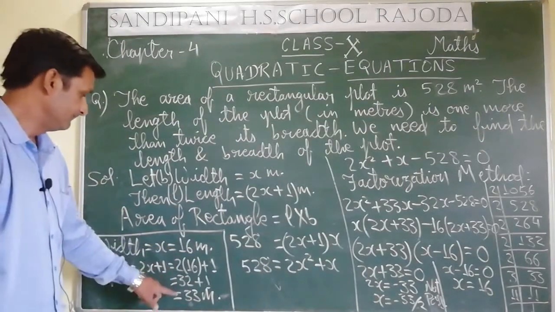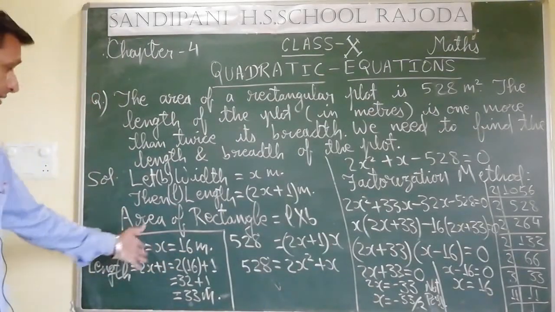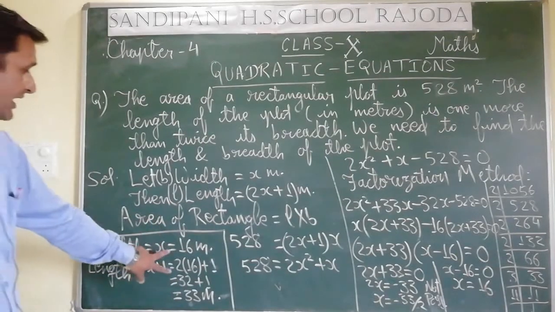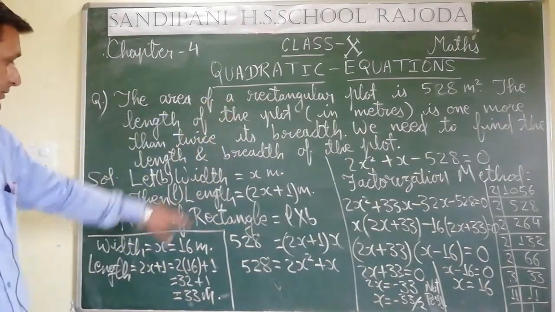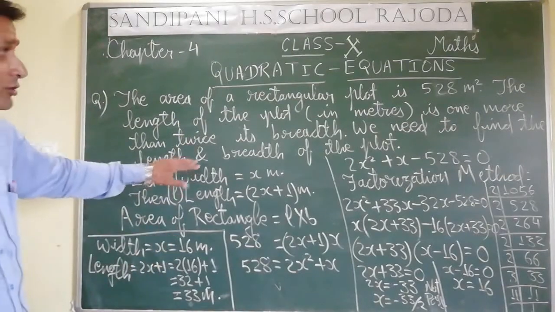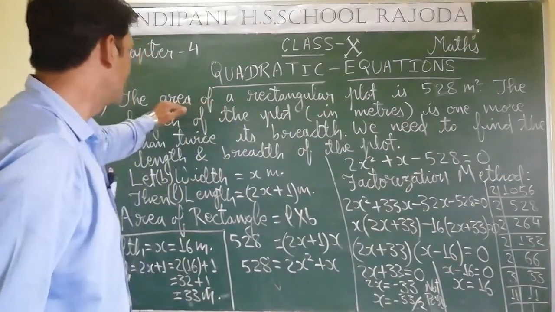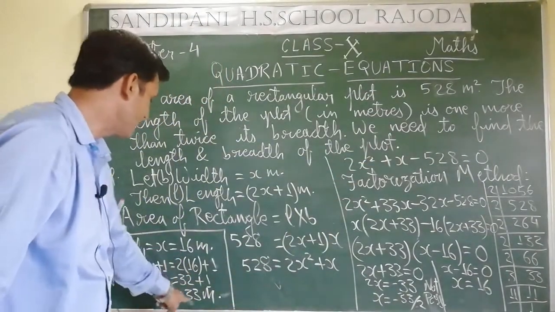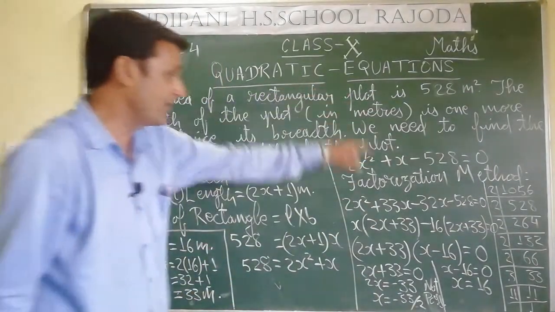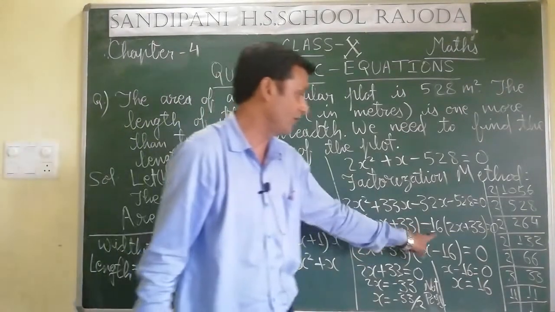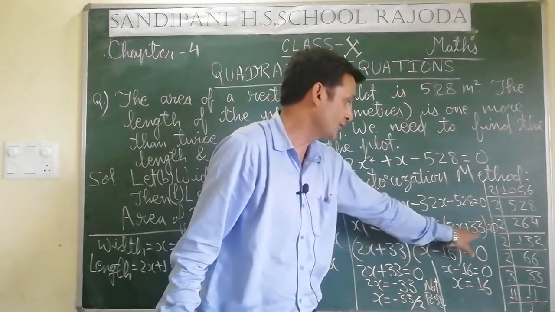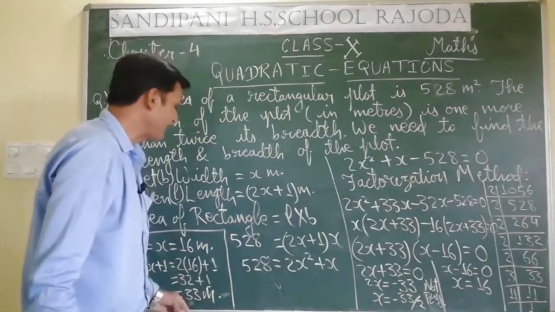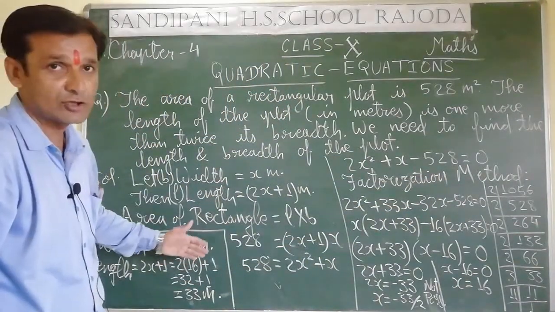So these are the values by which we can also check whether our answers are correct or not. If we multiply 16 with 33, it should be equal to 528. Of course, we have already proved it. 16 into 33, that is 528. So our area is 528 and our answer is also correct.